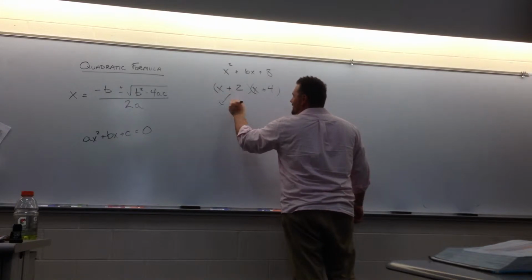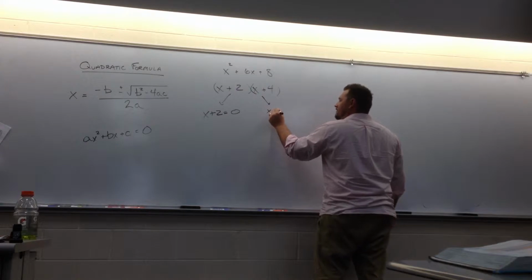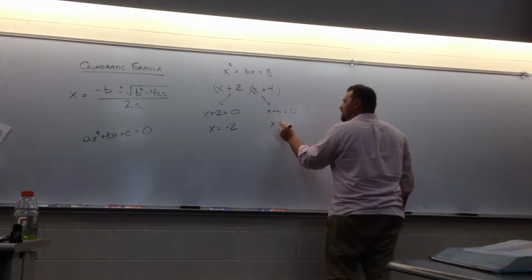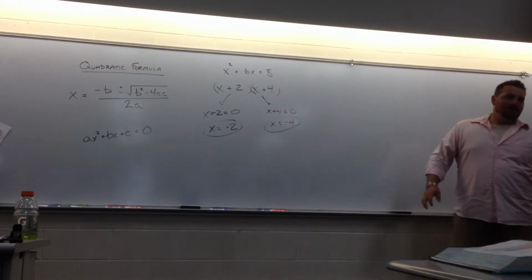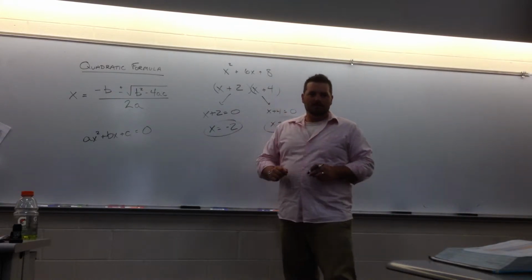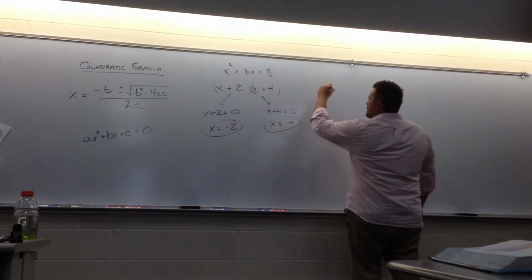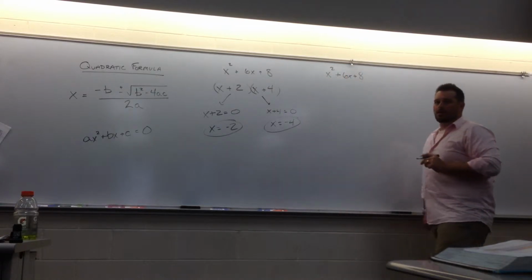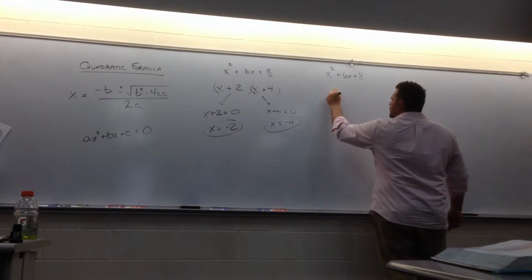Once we do this, we set these equal to 0, and then we solve them. So we have x equals negative 2 and x equals negative 4. Let's say that we didn't see that we could factor this. Let's say that we just wanted to use the quadratic formula to solve this. So I have this right here.